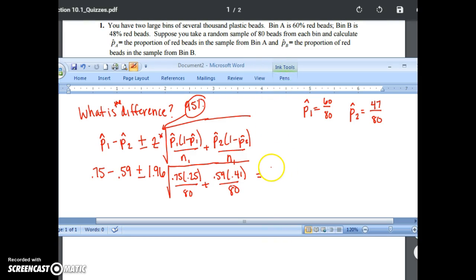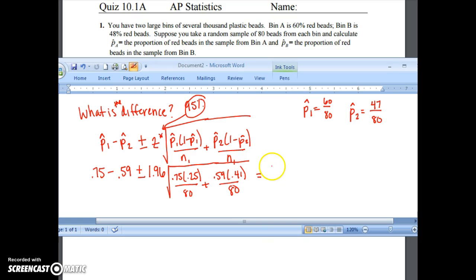And approximately, again, you can use your calculator or you can use the tables, but I'm just going to plug it in. My interval will go from 0.01883 up to 0.30617. So I think that the difference between bin A and bin B is somewhere between a 2% difference up to a 31% difference. And I'm 95% confident that the difference between the two bins falls in there.